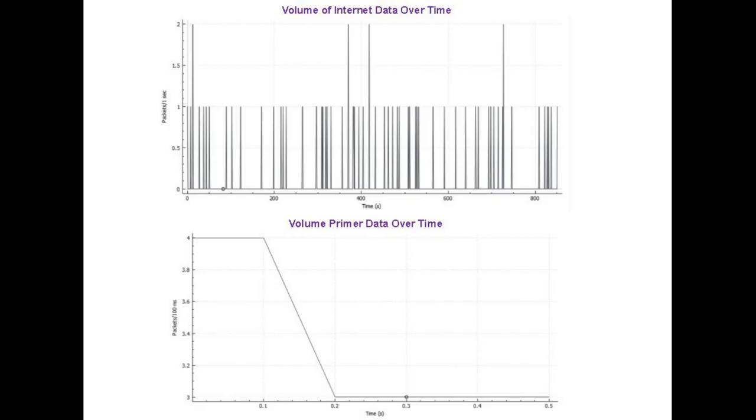On the volume diagrams below, you can see the difference in the volume of data between the internet honeypot on top and the Primer honeypot on the bottom. The internet-exposed honeypot was receiving constant low-volume traffic with erratic jumps in data. In contrast, the Primer honeypot experienced a controlled burst of data over a short period while the PCAPs were being used before experiencing no further traffic.